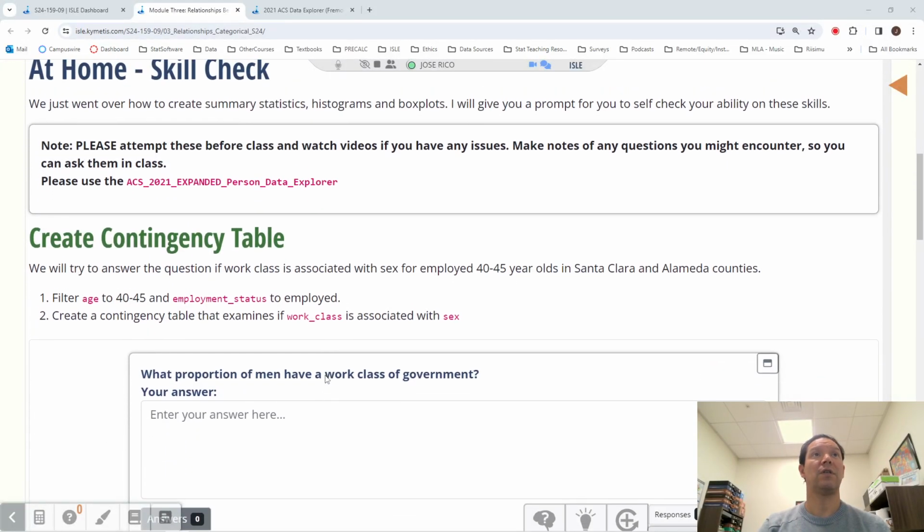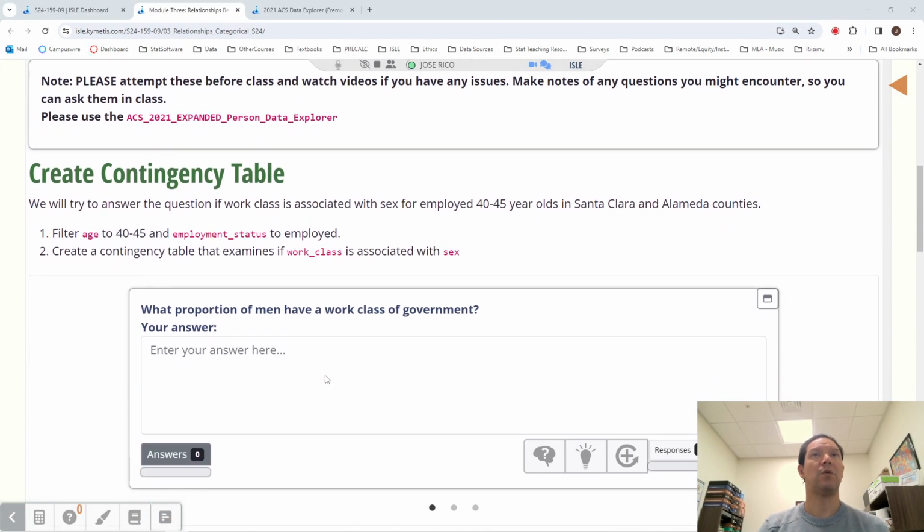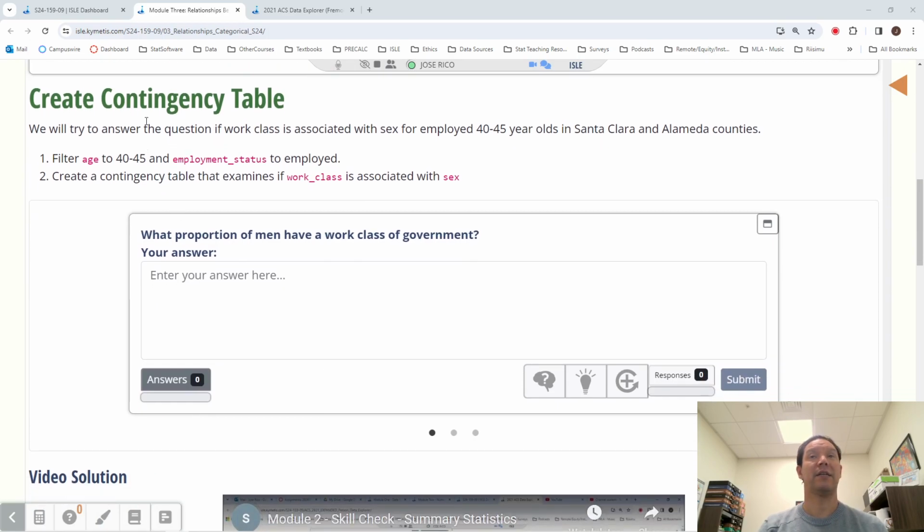Hello, we're going to go over the skill check. So we're looking at creating a contingency table. We're going to look at employed 40 to 45-year-olds in Santa Clara and Alameda County, and we're going to create a contingency table that examines if work class is associated with sex.